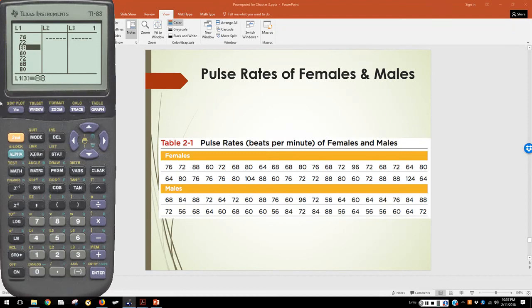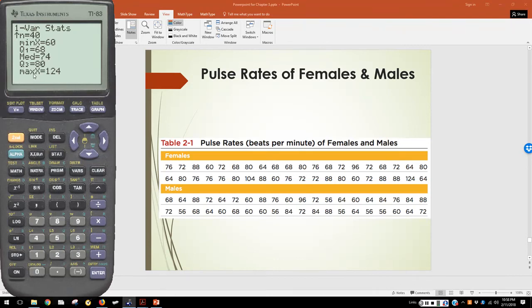Okay, with some corrections now, I've got those entered correctly. And what I'm going to do is have the calculator calculate the 5-number summary by doing one variable statistics. And I see the minimum value is 60, the first quartile is 68, the median is 74, the third quartile is 80, and the maximum is 124.